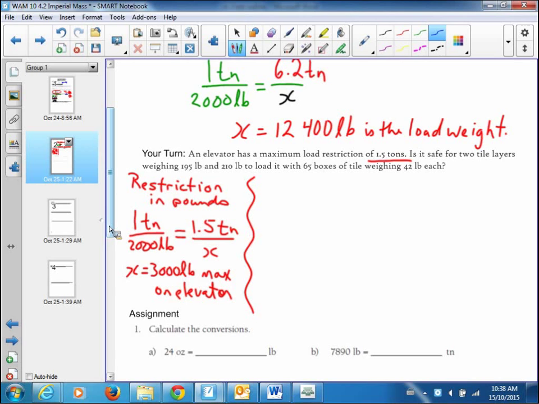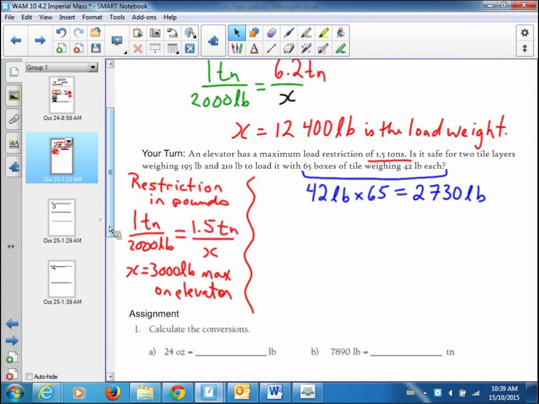Let's do this first. There's 65 boxes weighing 42 pounds. So we're going to add up 65 boxes at 42 pounds. We'll multiply it, 42 pounds times 65. And that I'll give you. It's 2,730. You use your calculator, and you would add that to the weight of the two guys. The two guys weigh 195 and 210.